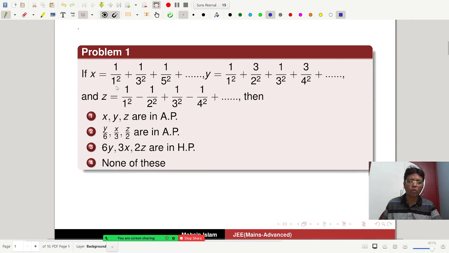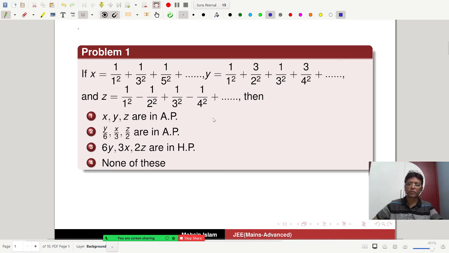So if x equals 1 upon 1 square plus 1 upon 3 square plus 1 upon 5 square, etc., and y equals 1 upon 1 square plus 3 upon 2 square plus 1 upon 3 square, etc., and z is given by 1 by 1 square minus 1 upon 2 square plus 1 by 3 square minus 1 by 4 square, etc. Then you have 4 options: X, Y, Z are in AP; Y by 6, X by 3, Z by 2 are in AP; 6Y, 3X, 2Z are in HP; none of these.